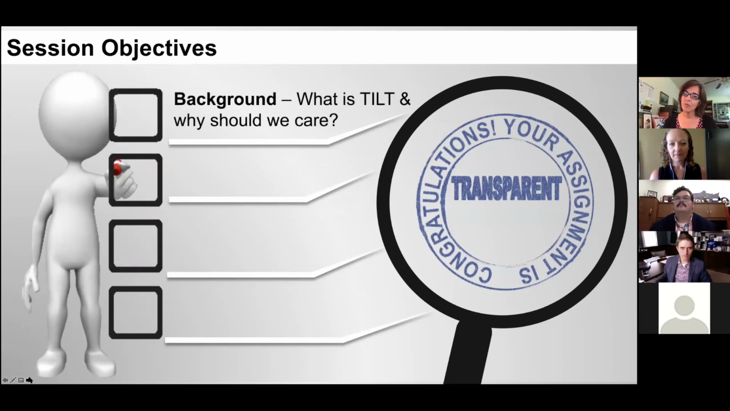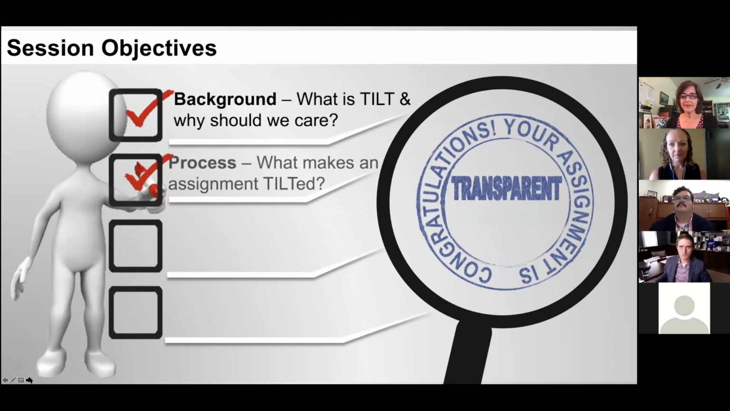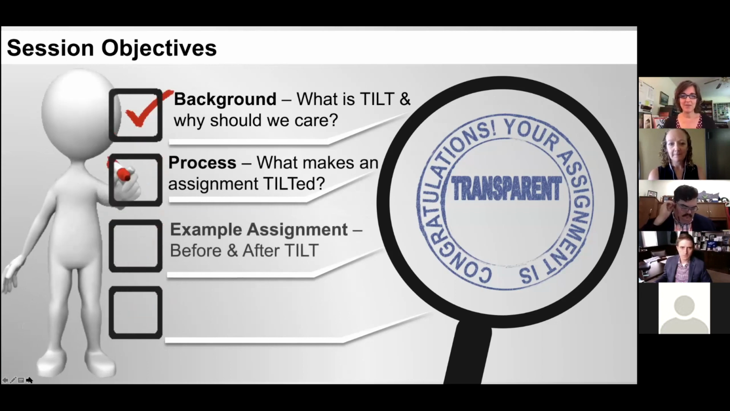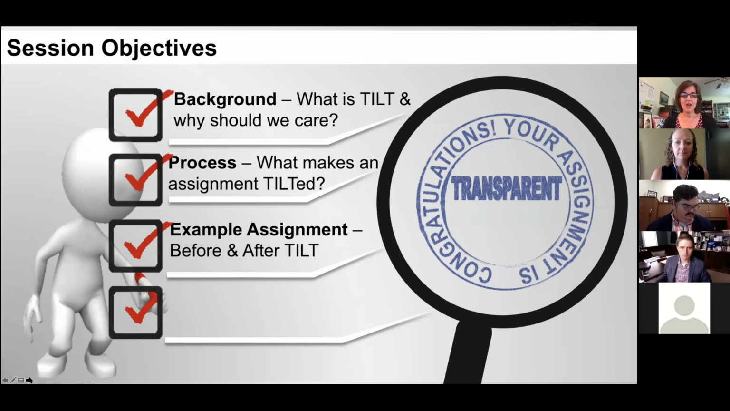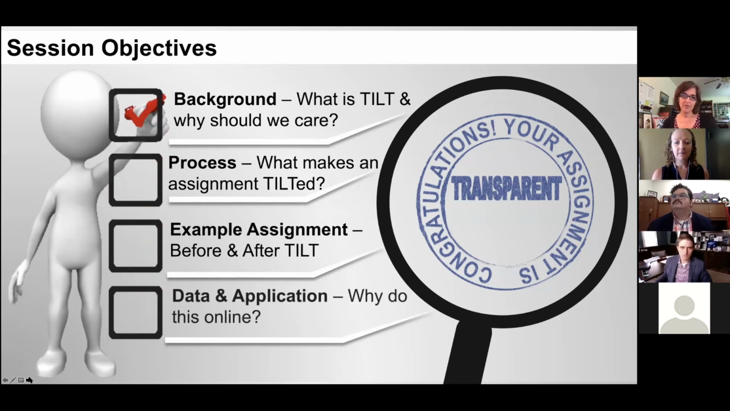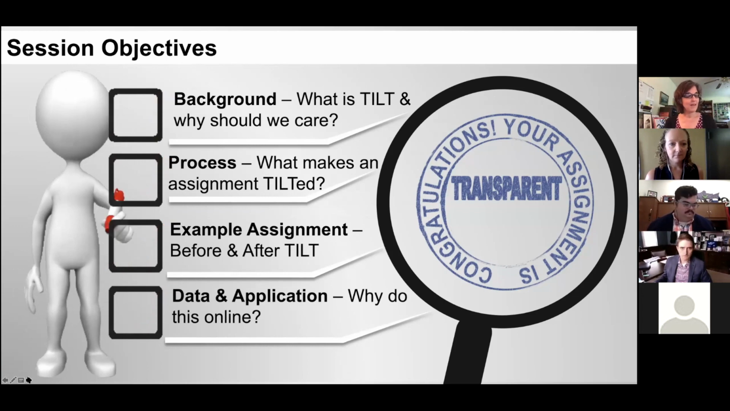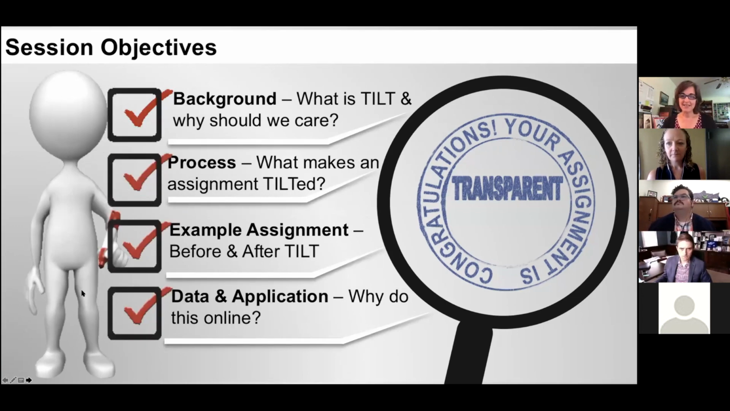So we're going to start with what is Tilt and why should we care about it? How to actually tilt an assignment, how to make your assignment transparent. We're going to look at an example of a before and after, pre and post tilted assignment and talk about, as with our classes, as with everything we do, it's never the end. It's always a work in progress, but we can always continue to improve. And then we're going to talk a little bit about why it's important to do this online.